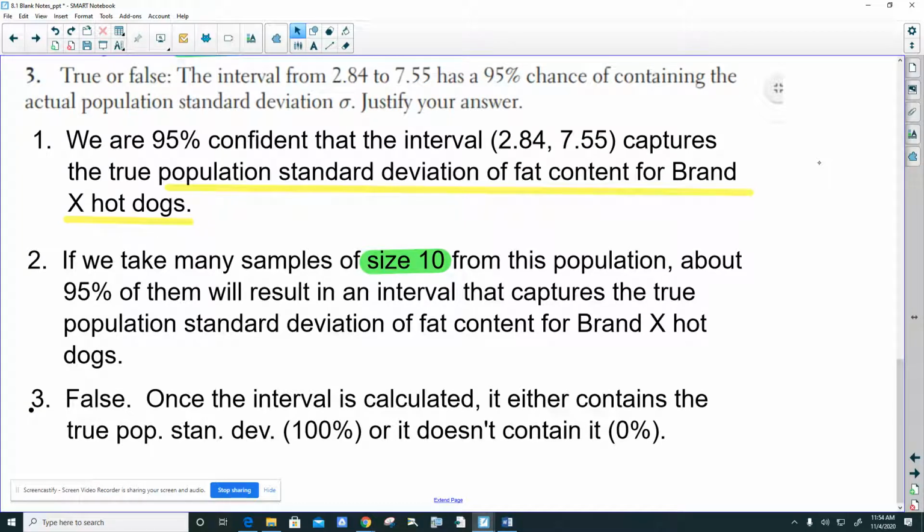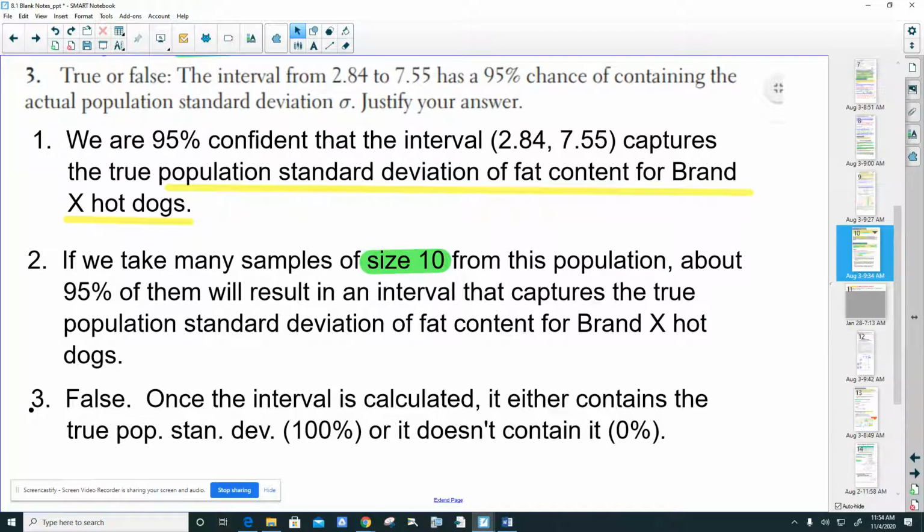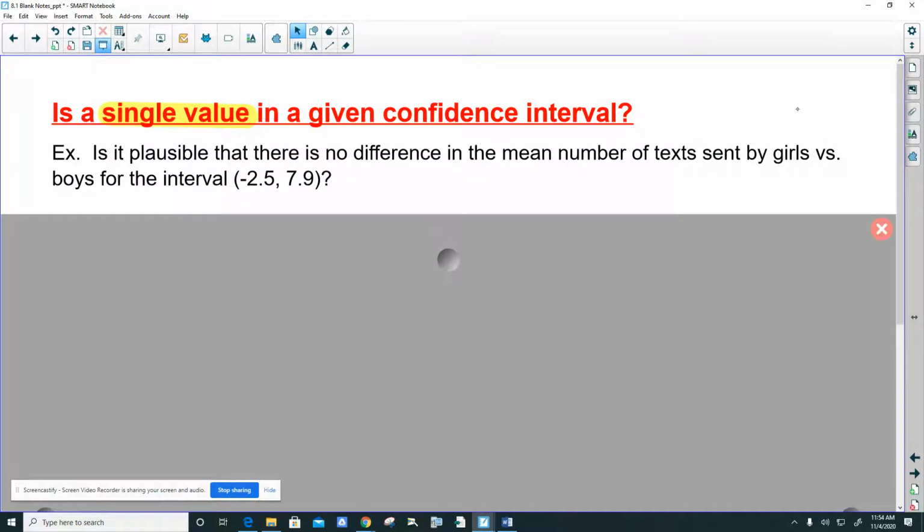I just want to provide a little bit of clarity here on this next slide in terms of how to go about saying whether you're confident that a single value is in a confidence interval versus a range of values. In this example, it says, is it plausible that there is no difference in the mean number of texts sent by girls versus boys for the interval from -2.5 to 7.9? I don't know that this is in your notes or not, but we're just going to spend a minute on this.